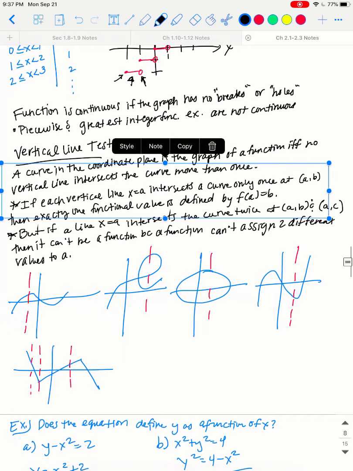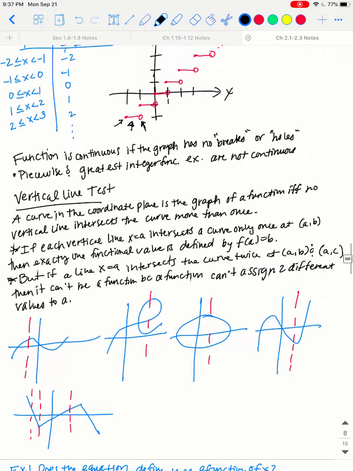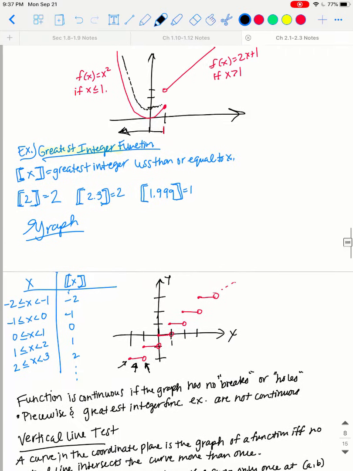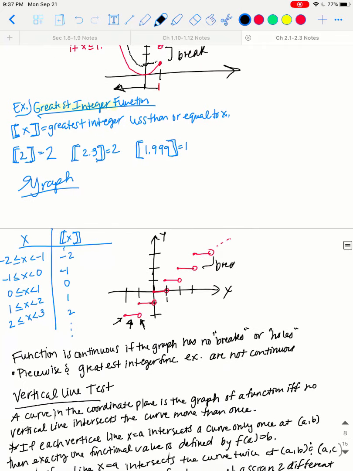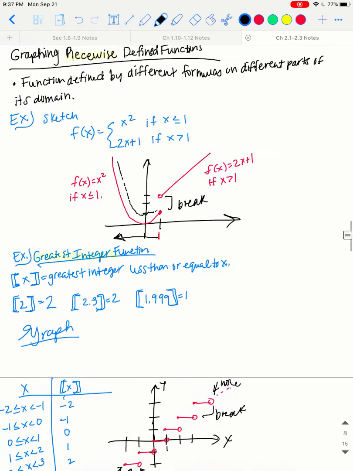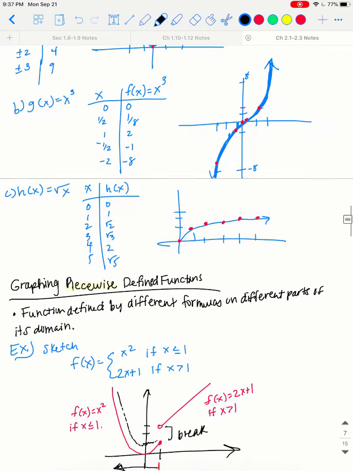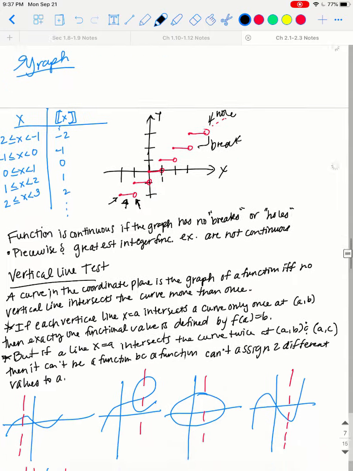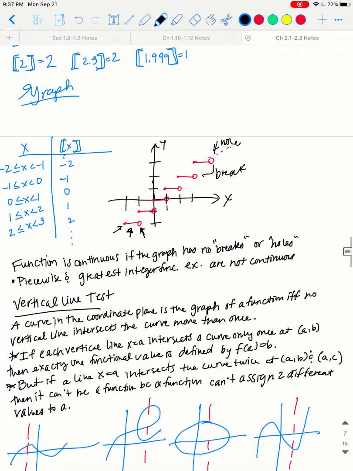A function is continuous if the graph has no breaks or holes. So for example, the piecewise and the greatest integer function aren't continuous because there's a break. We have some breaks here. We have a hole. We have a lot of holes in that one. So those ones aren't continuous. But our parabola, x cubed, these are continuous. They don't have any breaks. If you could follow the function and then fall off, then that's a break.